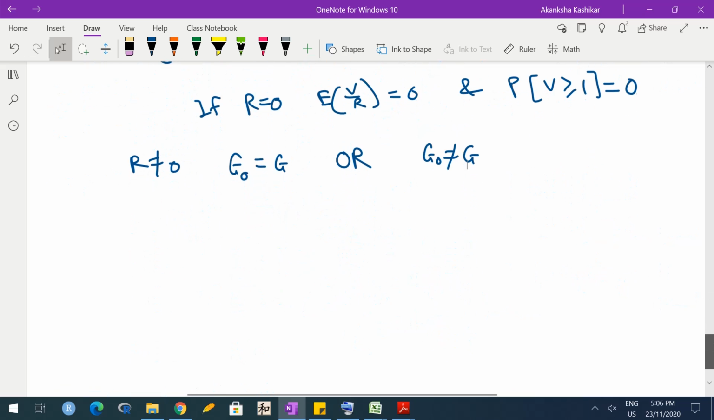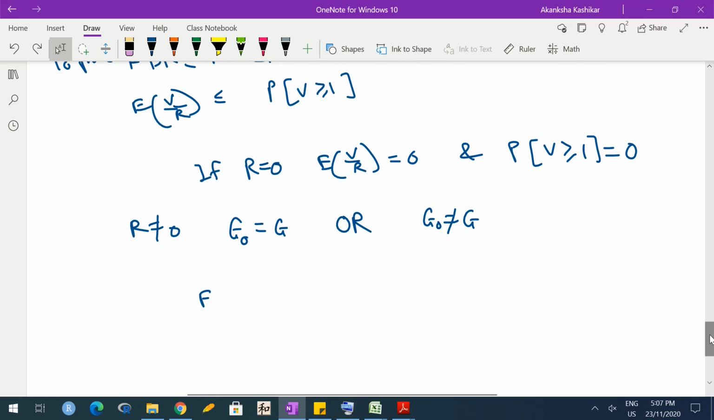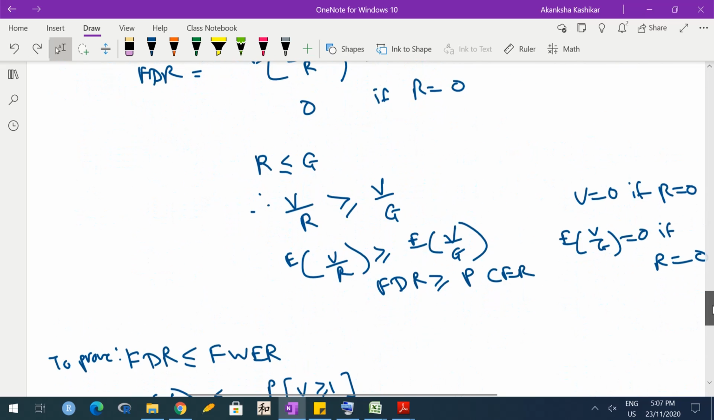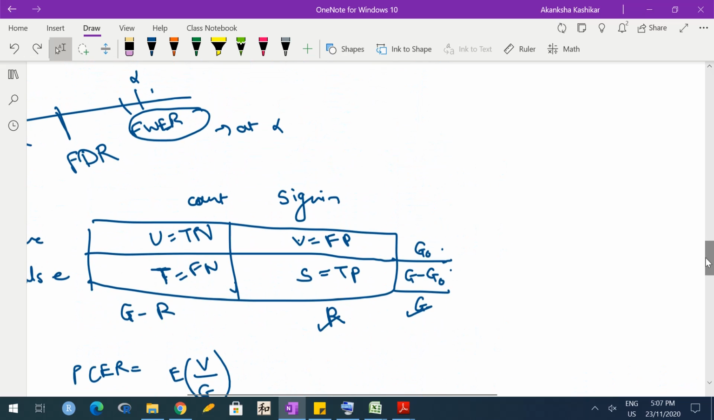But does that affect our calculations? So if G0 is equal to G, then what happens in this table is T and S have to be 0, because G minus G0 is 0 and G minus G0 is the total of T and S. So T and S have to be 0. So V and R actually become equal.